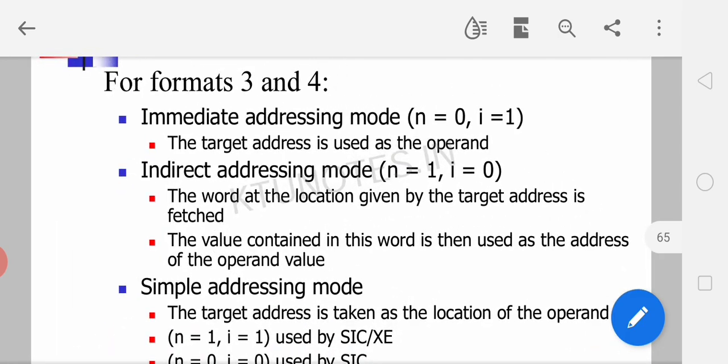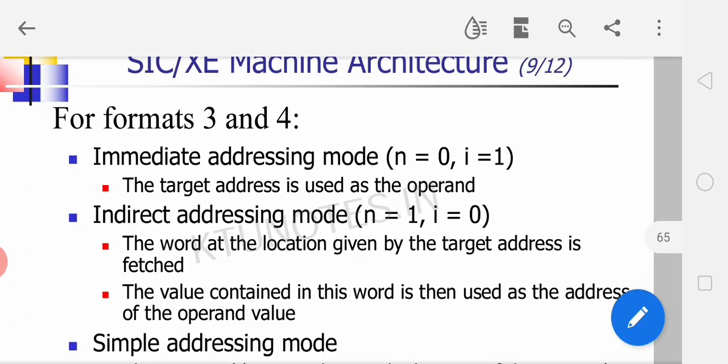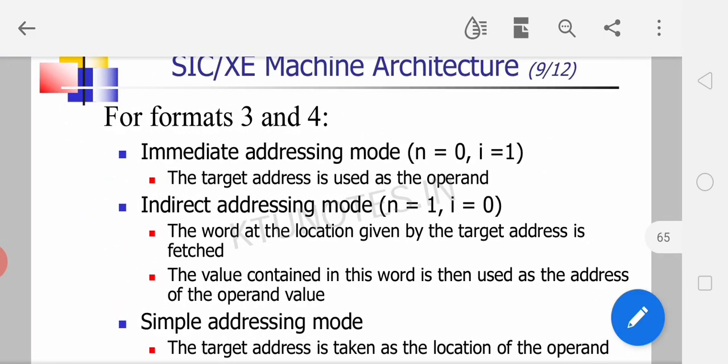Then for formats 3 and 4, immediate addressing mode, that is n equal to 0 and I equal to 1. If we are using immediate addressing mode, the value of I should be 1. The target address is used as the operand. We already discussed what immediate addressing is. In immediate addressing, the target is the operand itself. That operand we can directly use to do the operation, because we get the target address from the operand itself.